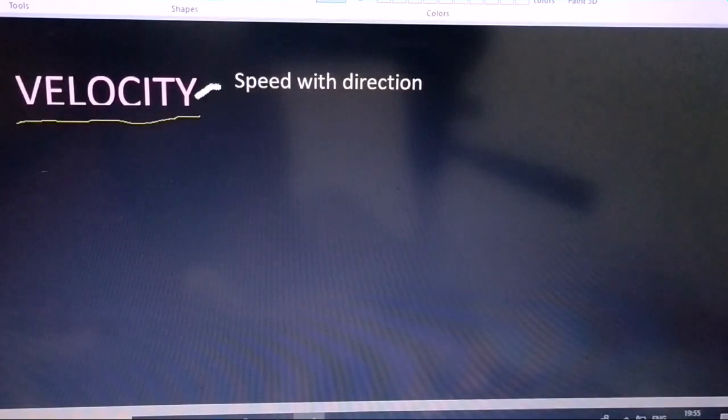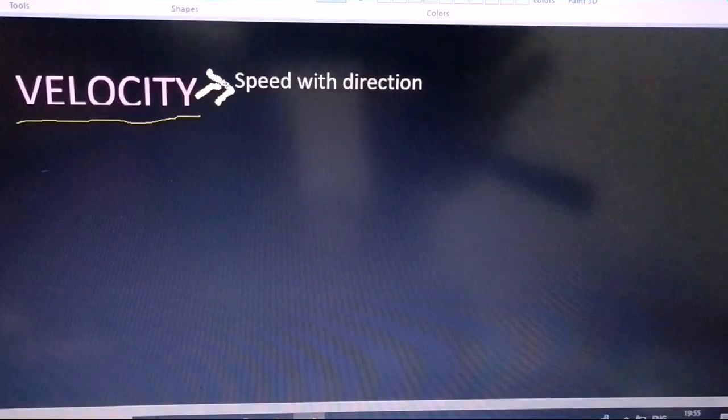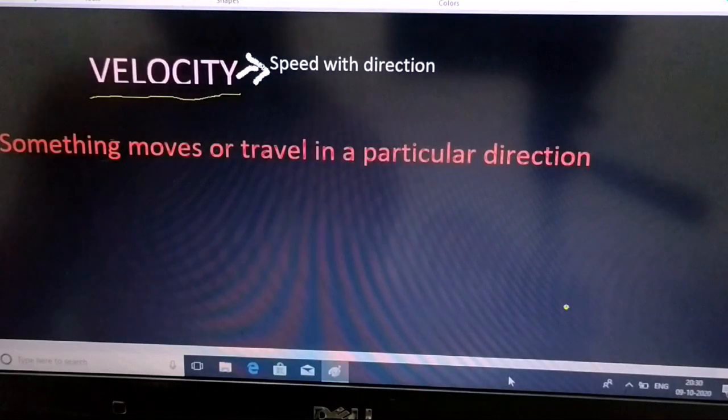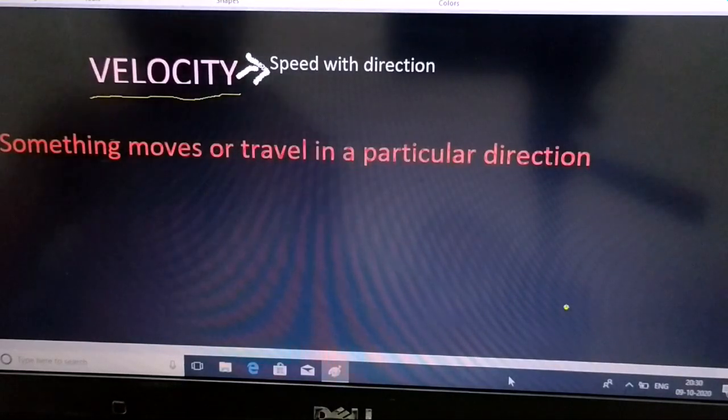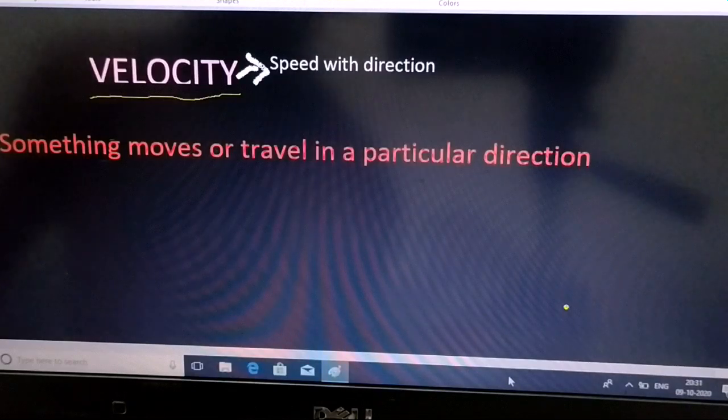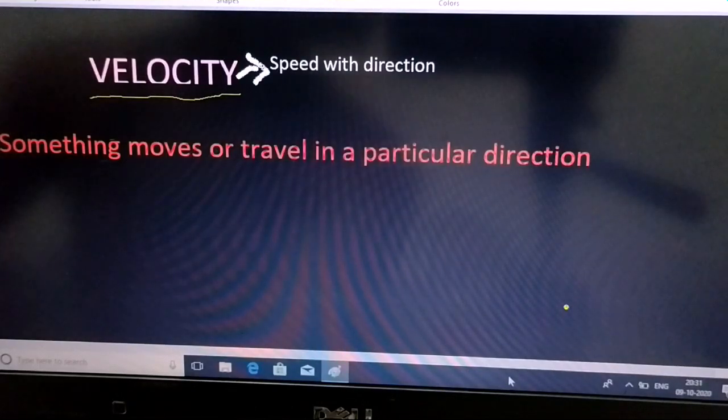Now the next topic is velocity. In short, velocity is speed with direction. The formula of velocity is the same as speed. We already discussed that speed is distance by time. Velocity is the same as speed, but in velocity the distance is given in a certain direction.